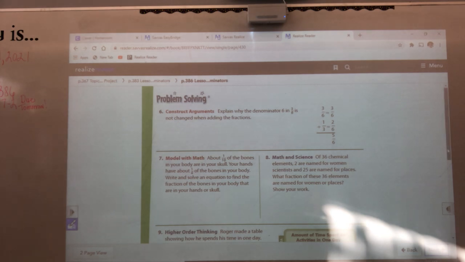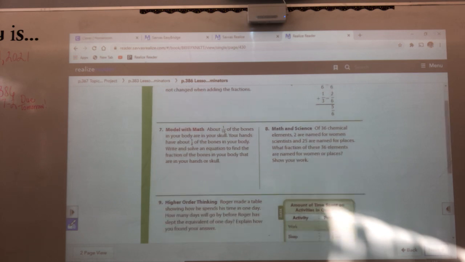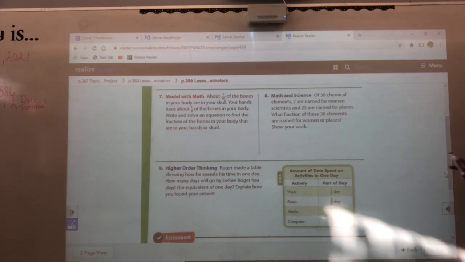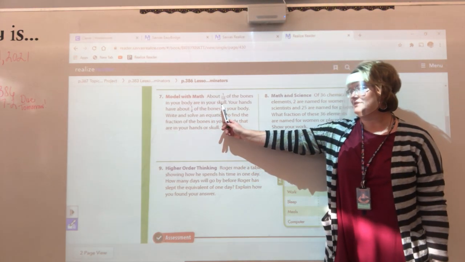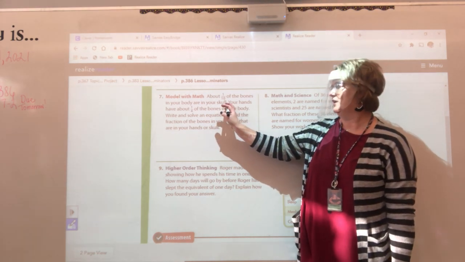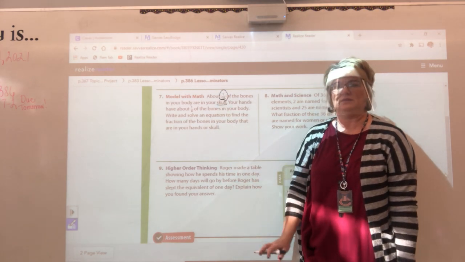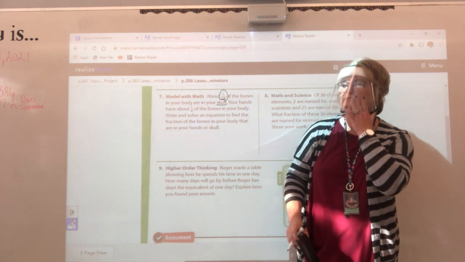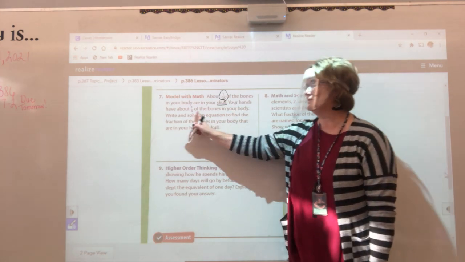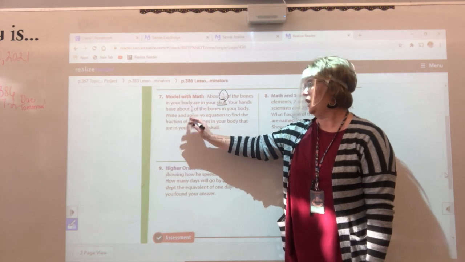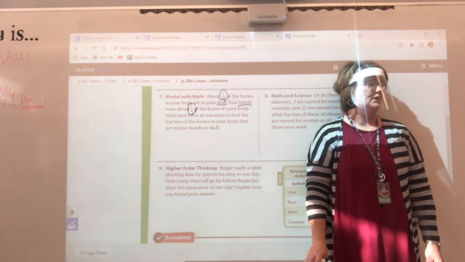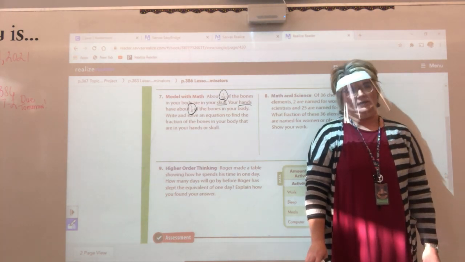Number 7. Oh, this is interesting. About 1 out of 10, or 1/10, of the bones in your body are where? What does that say? Your skull. Where's your skull? Your noggin, huh? Underline skull, underline 1/10. Now you're on your hands. Your hands have about how many bones? 1/4 of your body. Underline hands, underline or circle 1/4.